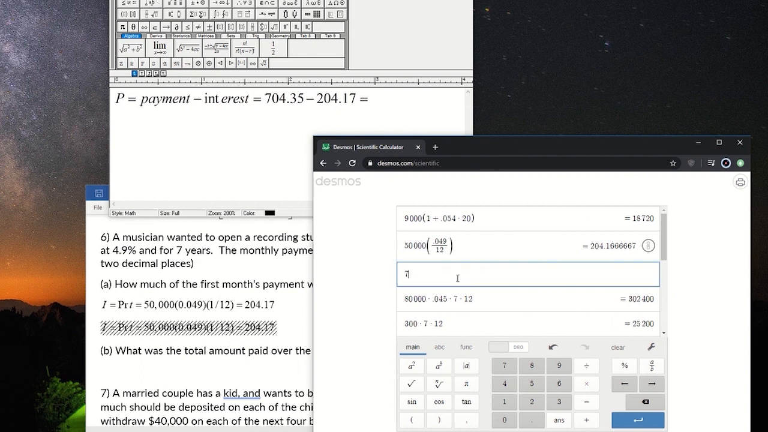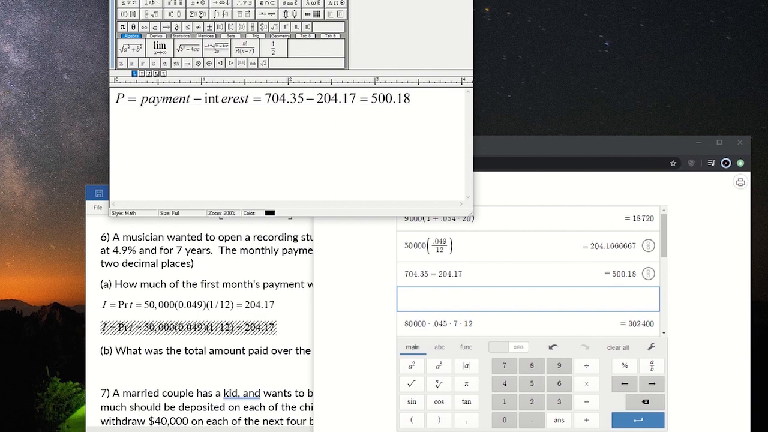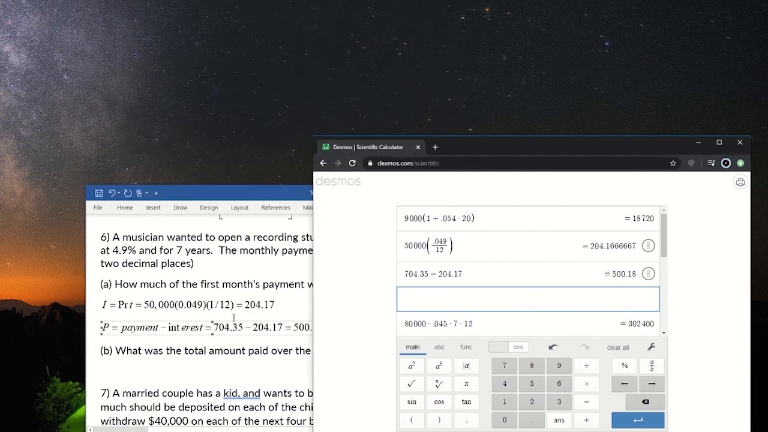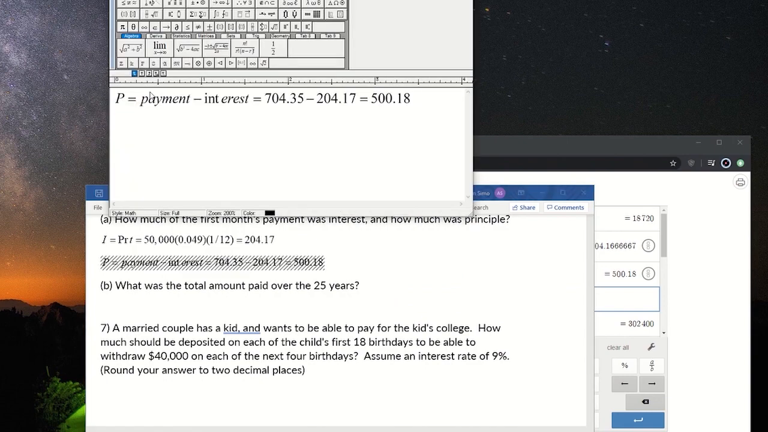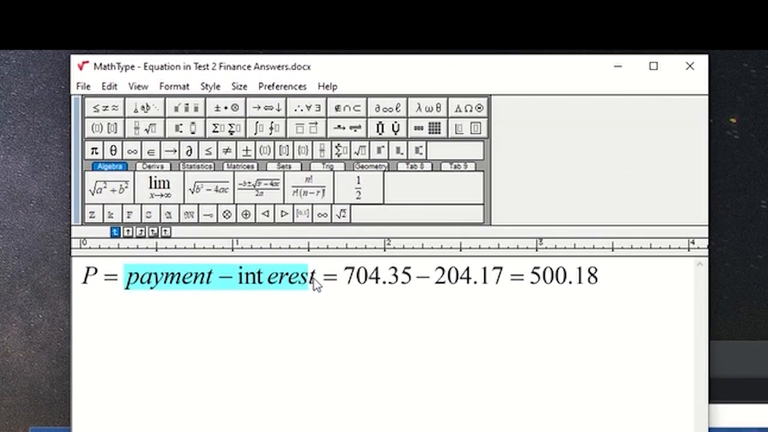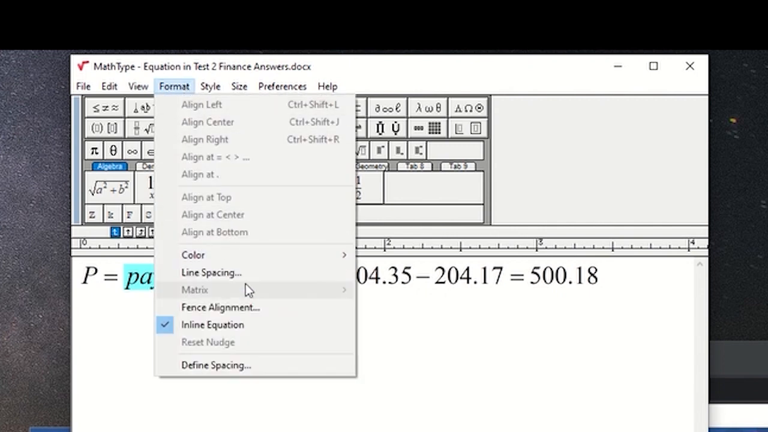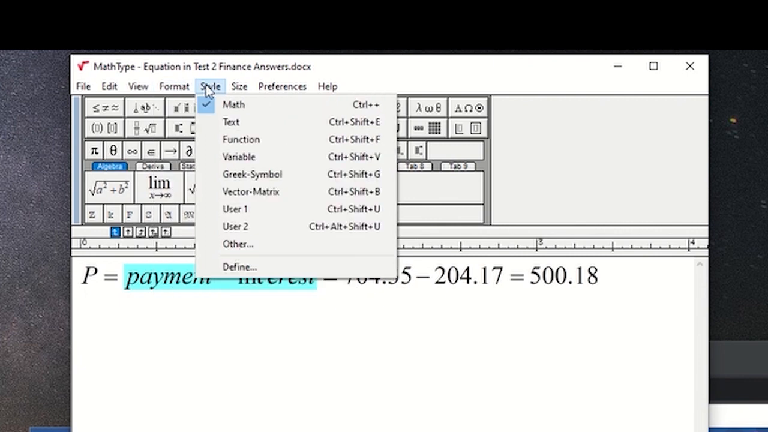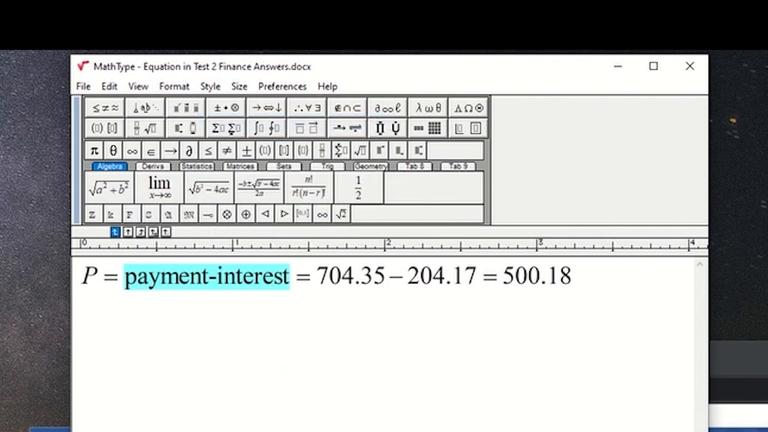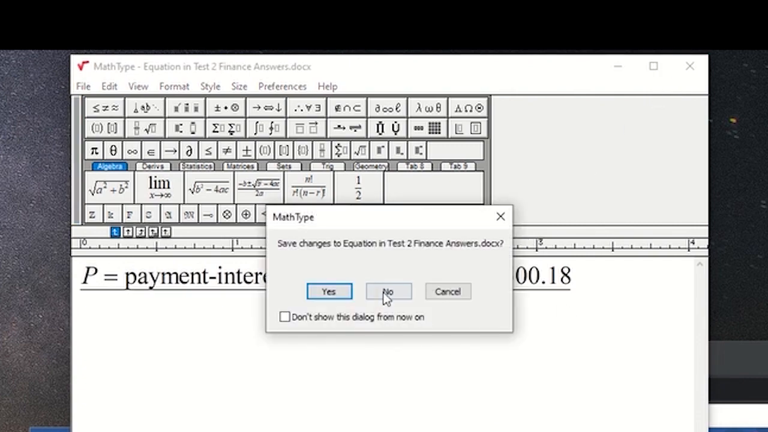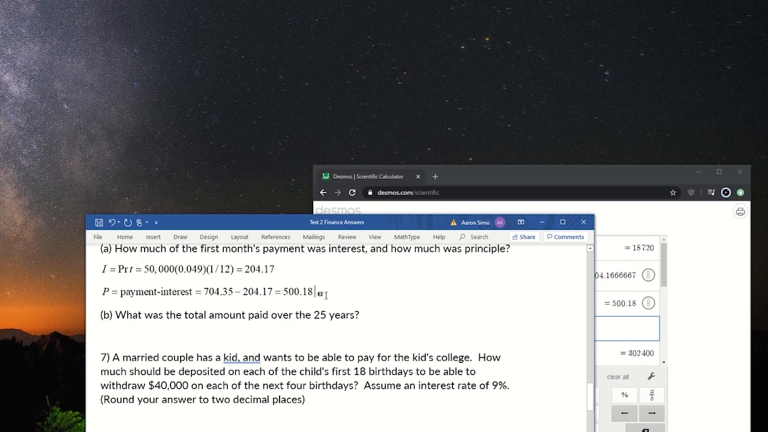So let's see, 704.35 minus 204.17, getting 518. If I press the X button up here, boom, there we go. Cool, we got our, you know what, I'm not too familiar with this, but let me see what I can do. Oh, format, style, text. Let's try text. Look at that. Yay. Press X. Yes. Looks a little bit better.